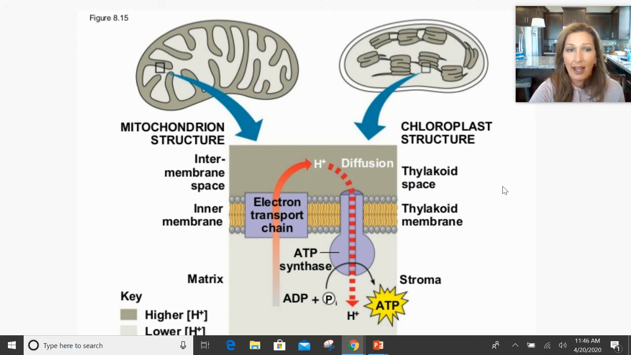So again, if you were asked about plant cells, plants have chloroplasts and they have mitochondria. So don't forget that. If we're talking about an animal cell or we're talking about a fungal cell, mitochondria only is what we are addressing in that particular case.